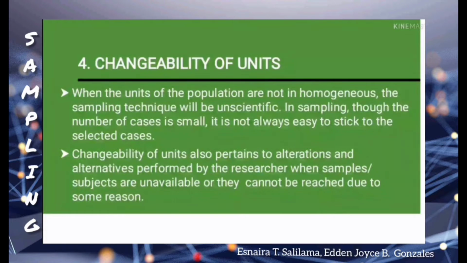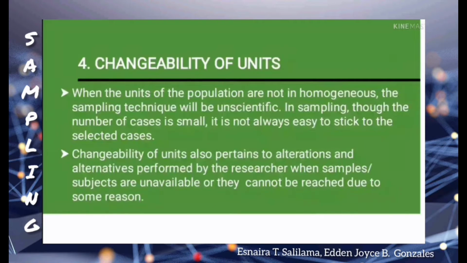Next, changeability of units. When the units of the population are not homogeneous, the sampling technique will be unscientific. In sampling, though the number of cases is small, it is not always easy to stick to the selected cases. The units of the sample may be widely dispersed.